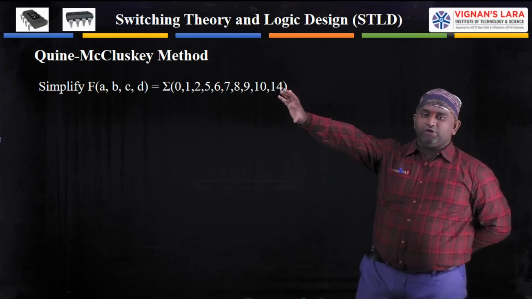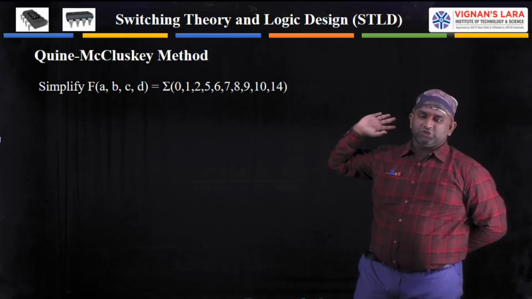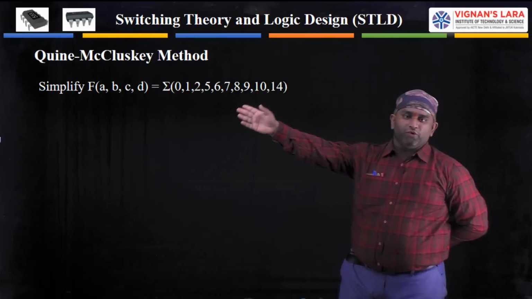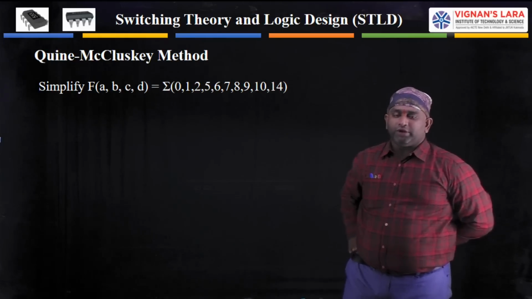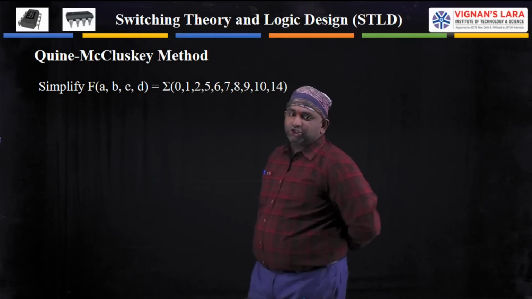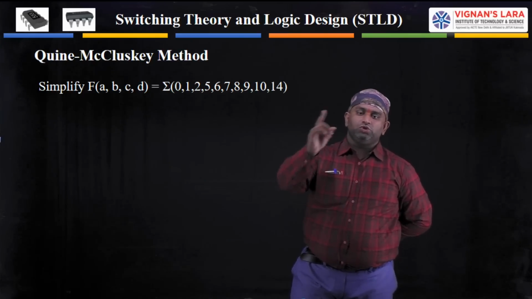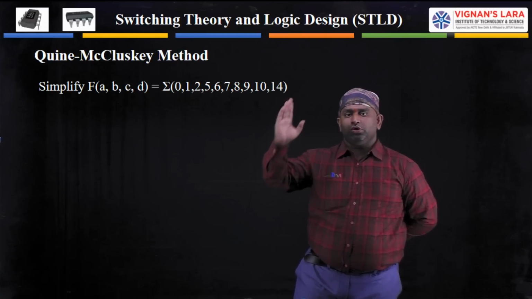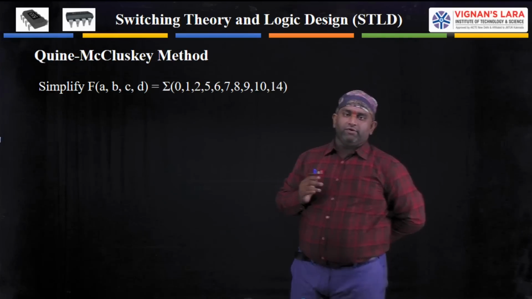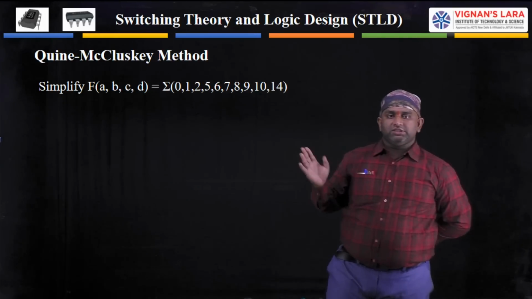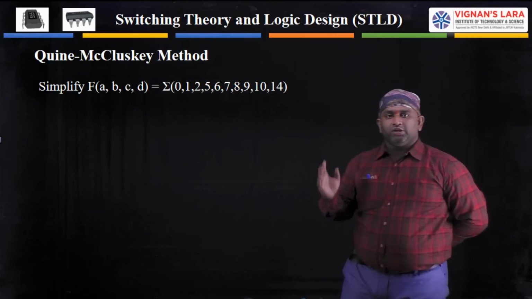For example, here we have 0. Write down the 0 equivalent in the binary number system. We have 4 input variables, so each number you have to represent using 4 digits. Let us write: the 0 equivalent is 0000, 1 is 0001, 2 is 0010, 5 is 0101, 6 is 0110, and 7 is 0111.